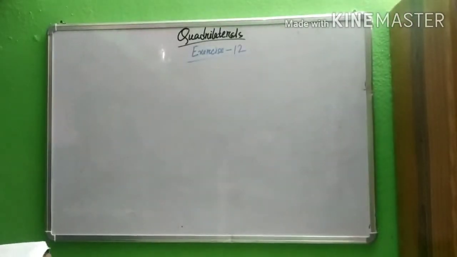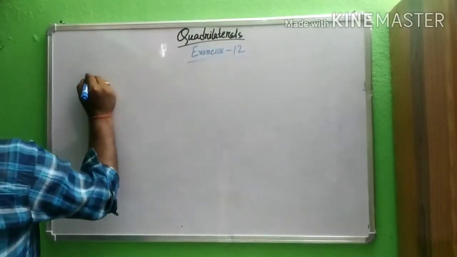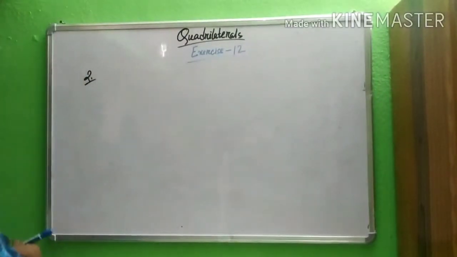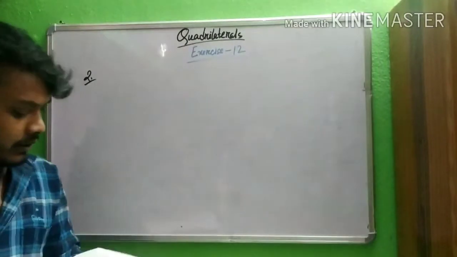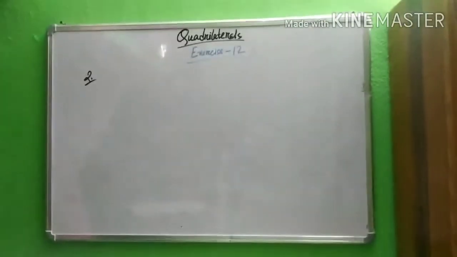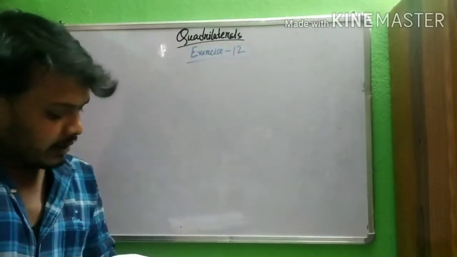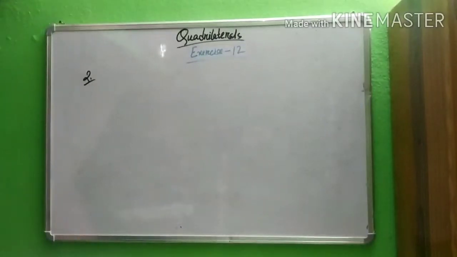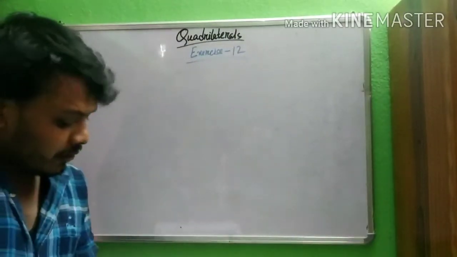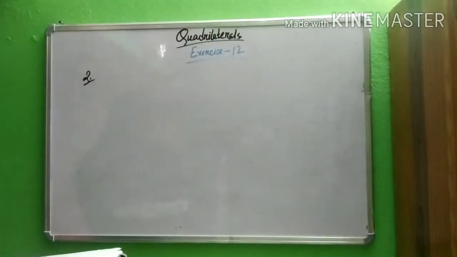Question number 2, exercise 12, question number 2. The question is: the two adjacent angles of a quadrilateral are 75 degrees and 125 degrees. The other two angles are equal. Find the measure of each of these equal angles.